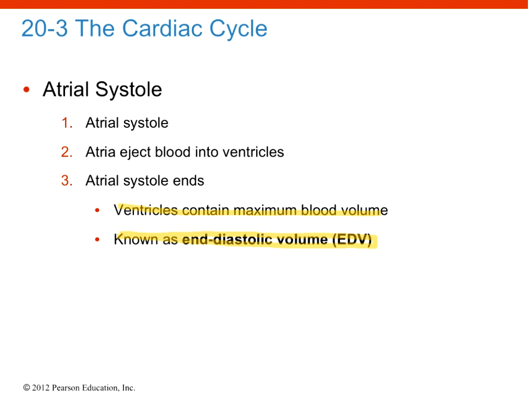At this point, I'm going to star this because it's important. At the end of atrial systole, we call this end diastolic volume. End diastolic volume is a measurement of the blood that's contained in the ventricles after the atria have contracted.